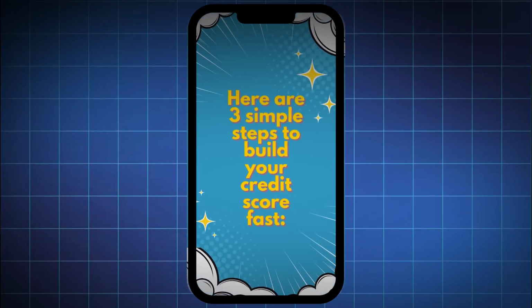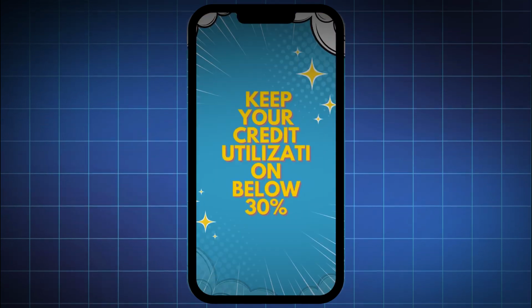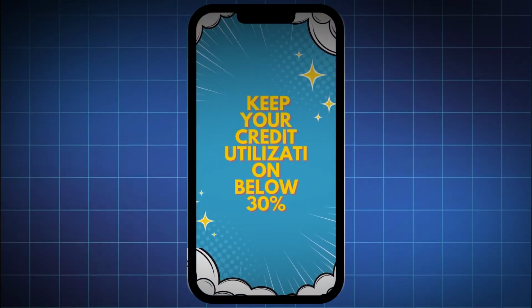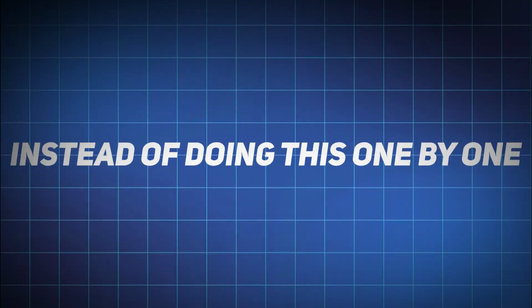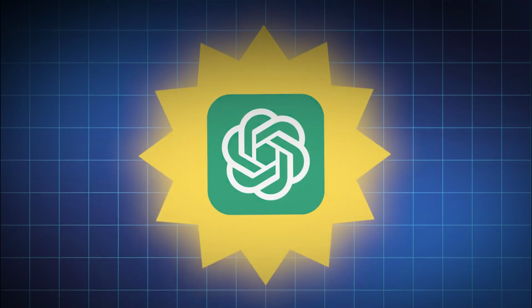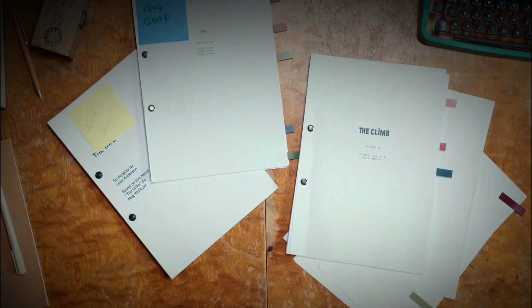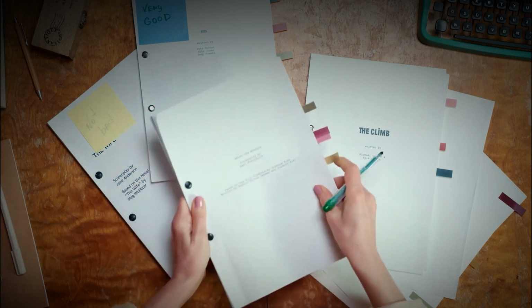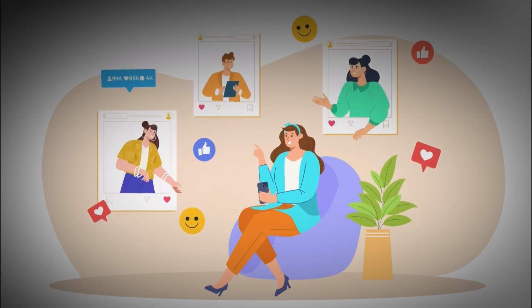Something like this. Here are 3 simple steps to build your credit score fast. 1. Always pay your credit card on time. 2. Keep your credit utilization below 30%. 3. Don't close old accounts, as they help build credit history. Here the pro tip is instead of doing this one by one, ask ChatGPT to generate 10 scripts at a time for different topics, so you can batch process them. By the end of this, you'll have tons of scripts ready for your shorts, making your content creation not only fast but scalable.